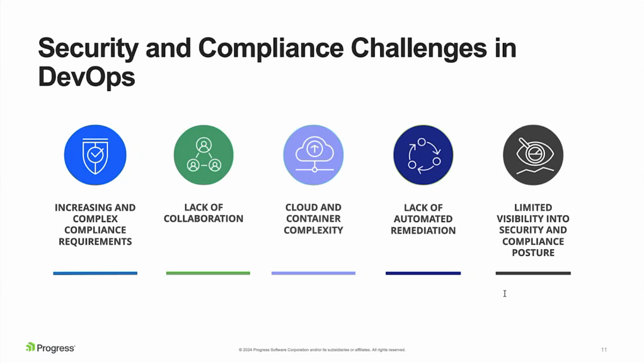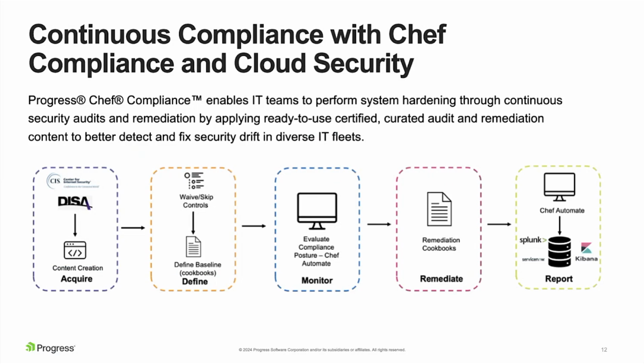And now let's see how our Progress Chef compliance solution addresses those aspects. Our Chef compliance and cloud security solution addresses all the challenges in 5 different phases. One is the acquire phase, second is the define phase, third is the monitor phase, fourth is the remediate phase, and fifth is the reporting phase. So in the first phase, the acquire phase, the compliance users try to gather all the requirements.